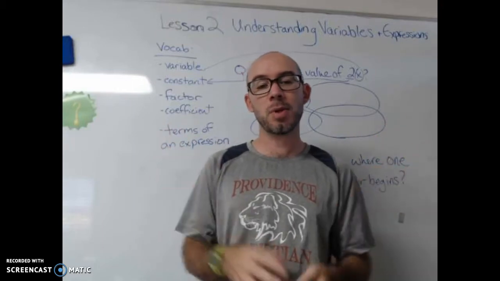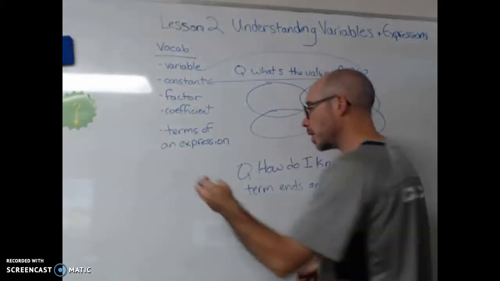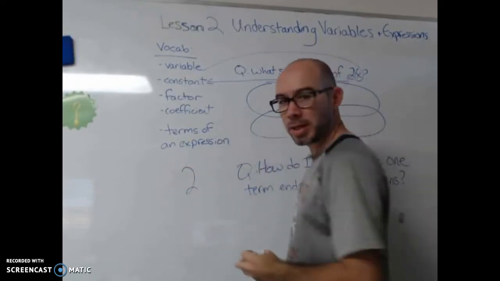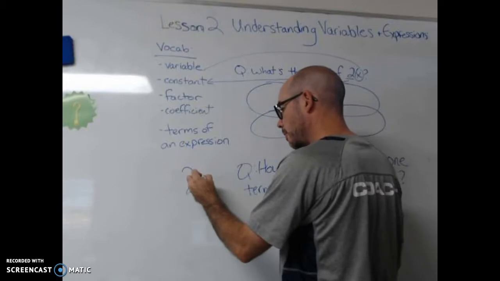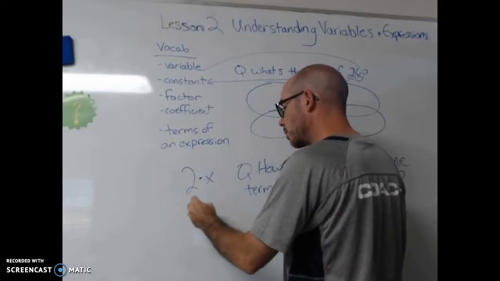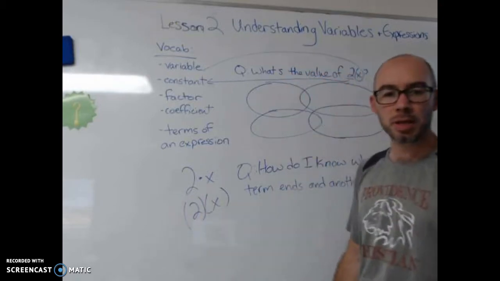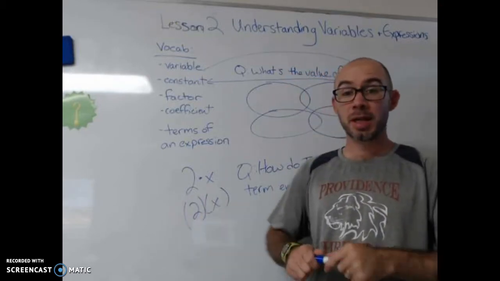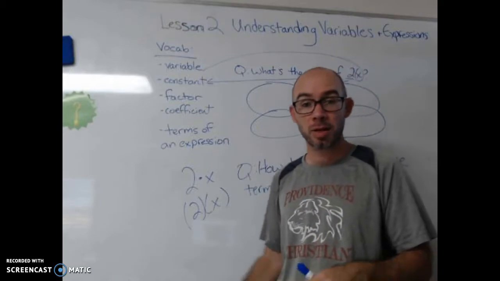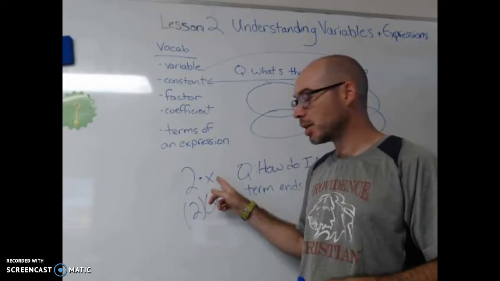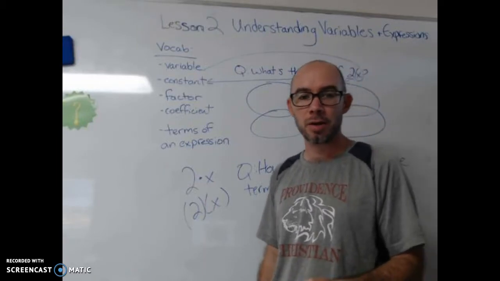So factor is a multiplication word. Again, no longer saying x for times. We might use a dot, or sometimes you can use parentheses. That means multiplication as well, or just slop them right next to each other with no signs in between, and that tells me we're going to do multiplication and that each piece there is called a factor.